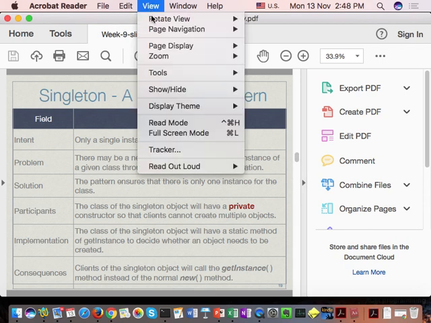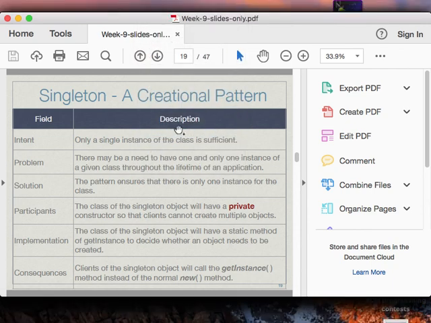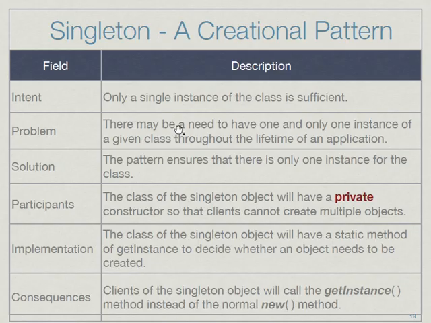OK, so let's look at our first creational pattern. Well, the first one that we're going to study is called singleton. Singleton means just a single instance. It's good enough. We don't want more.